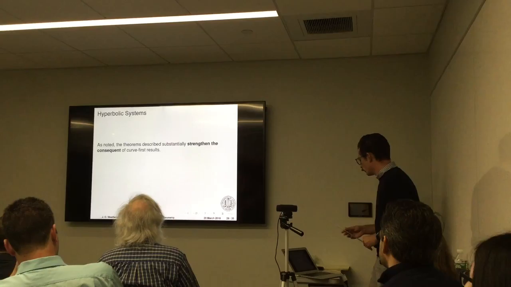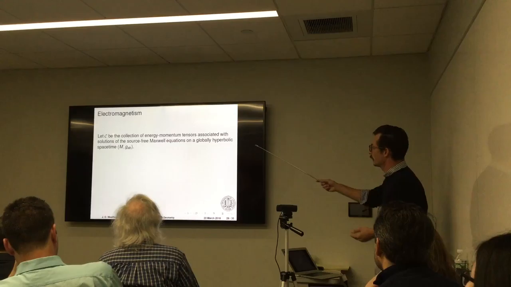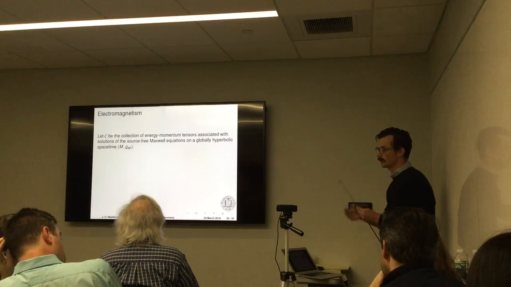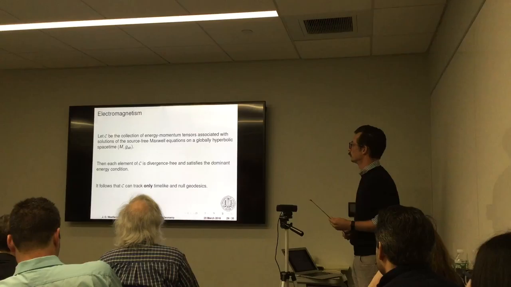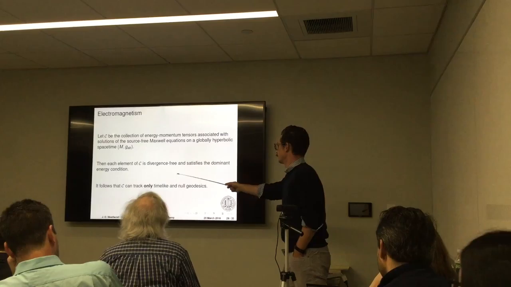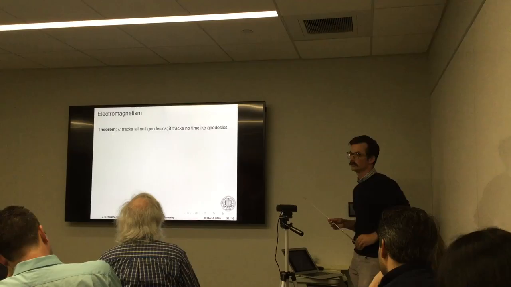I also want to point out that the theorems strengthen the consequent, but they also weaken the premises. This allows you to apply these methods to collections of solutions to a hyperbolic system, such as Maxwell's equations. Solutions to Maxwell's equations will track a curve, even though they aren't supported in tubes forever, because they can be supported as much as you like near the curve for as long as you like. It follows just from Maxwell's equations themselves that every solution is automatically divergence free and automatically satisfies the dominant energy condition. It then follows also that C can only track time-like and null geodesics. That was a result that I noted before. And finally, one can prove that C tracks all null geodesics and tracks no time-like geodesics.